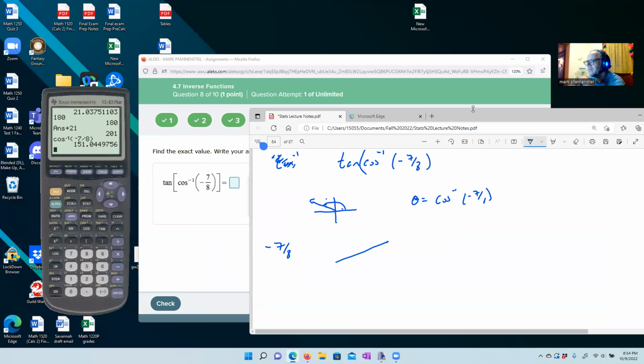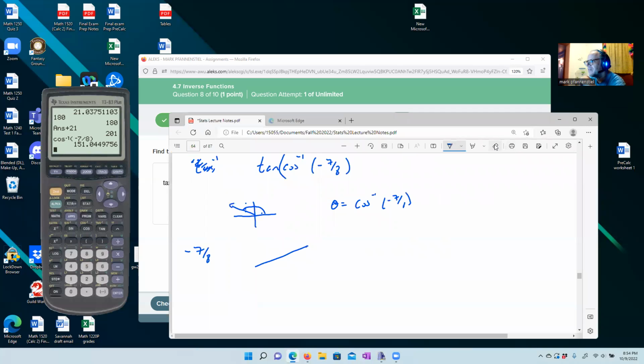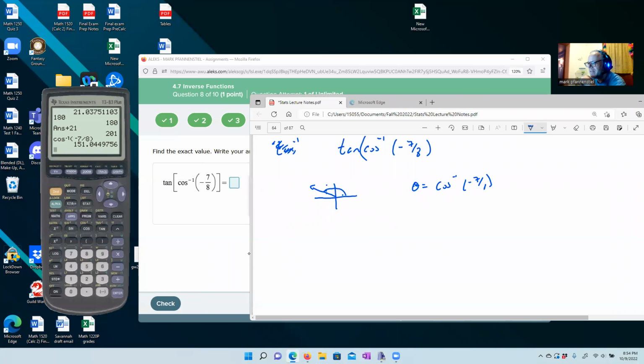Let's draw a triangle, because that's always the trick of solving a trig problem that you're stuck on. Did you draw the triangle? Not yet. Well, let's draw the triangle. So we want theta equal to the inverse cosine of negative 7/8. If I take the cosine of both sides, cosine of theta is equal to negative 7/8. Now, you have to remember what cosine is: adjacent over the hypotenuse.